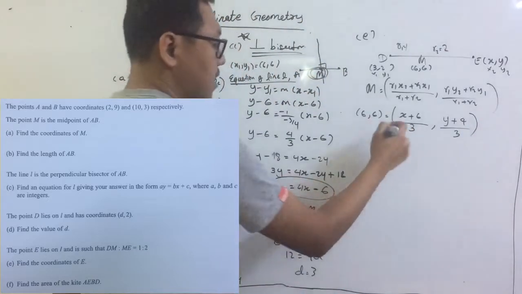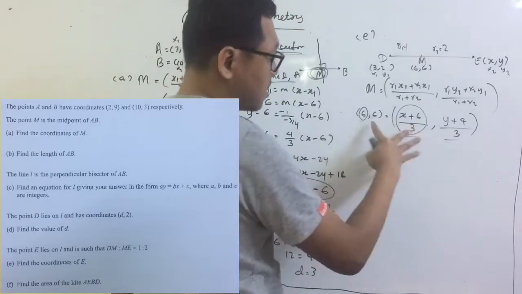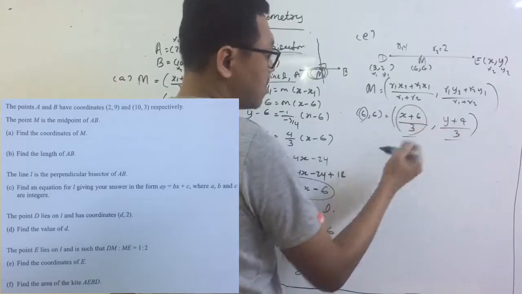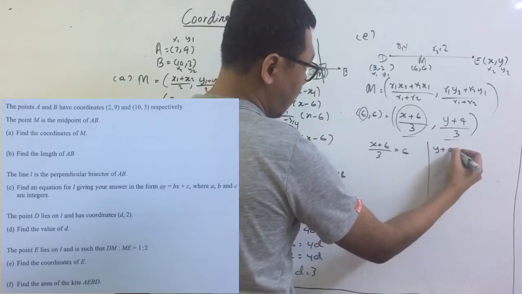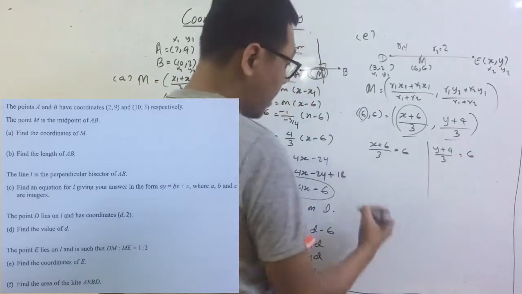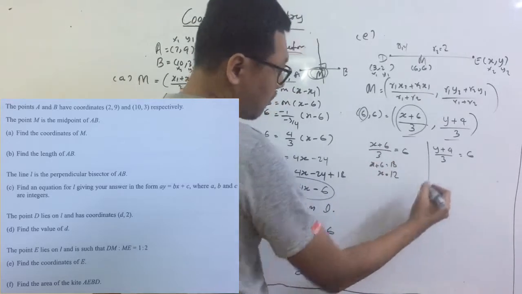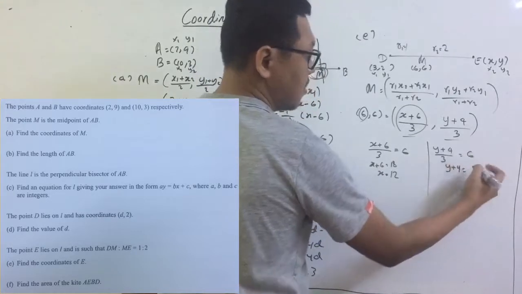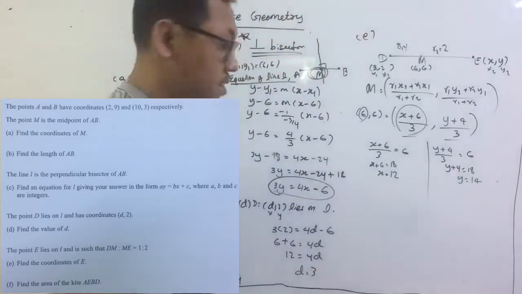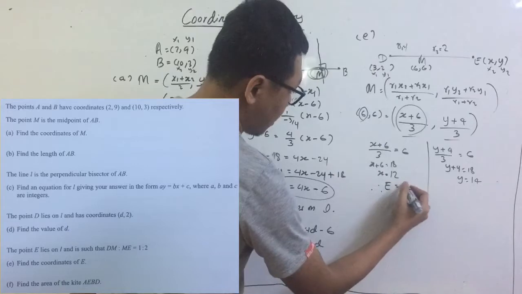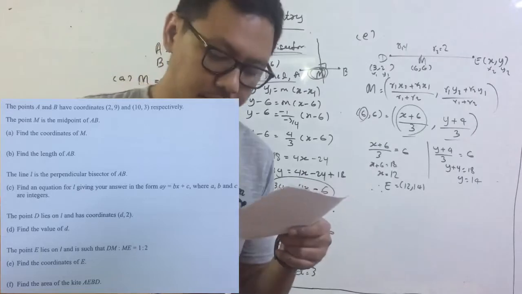Now we can equalize this and this. This is x, this is y. So x is equal to the x, and then y is equal to that y. So it's like x plus 6 by 3 is equal to 6, and y plus 4 by 3 is equal to 6. And then you get x plus 6 equal to 18, and x is equal to, if you separate it, 12. And here also y plus 4 is equal to 18, and y is equal to, if you separate it, 14. Okay, so the coordinates of E, we get it now, 12, 14. That's number e, the coordinates of E, 12, 14.